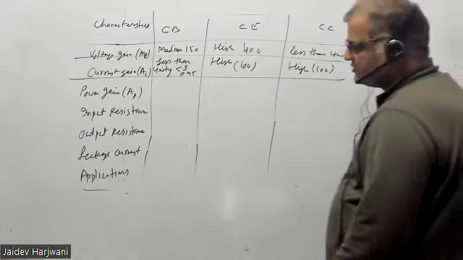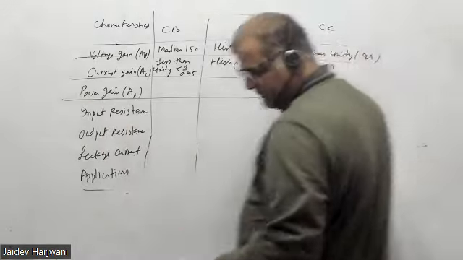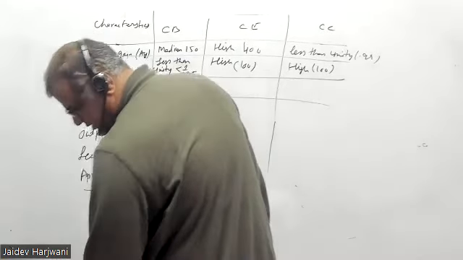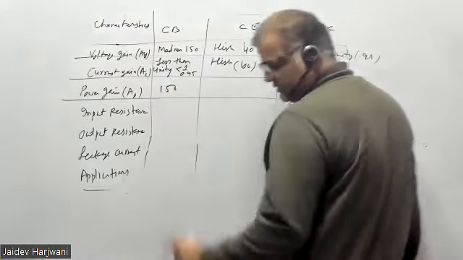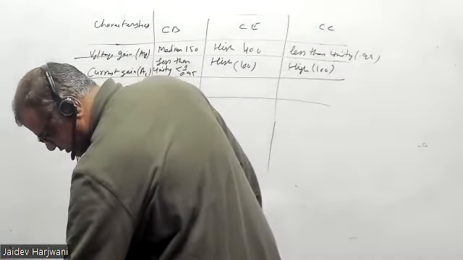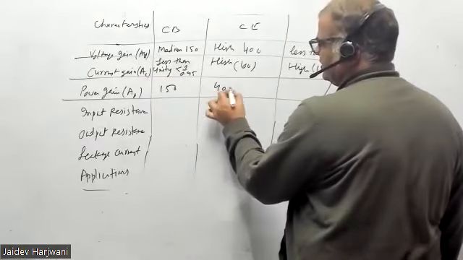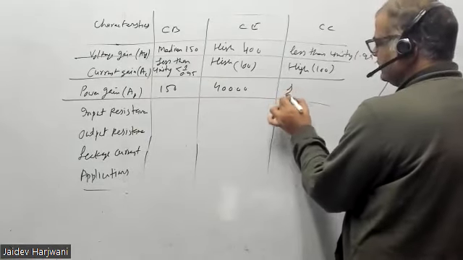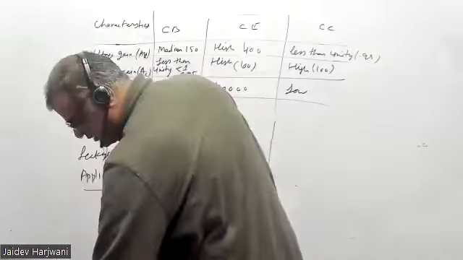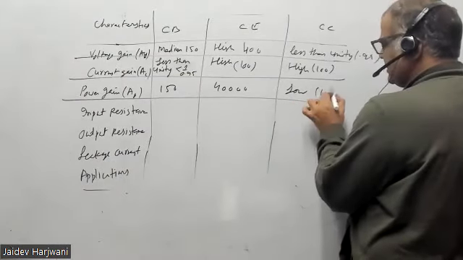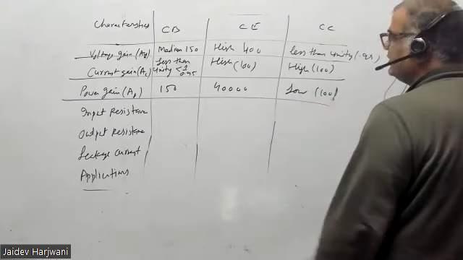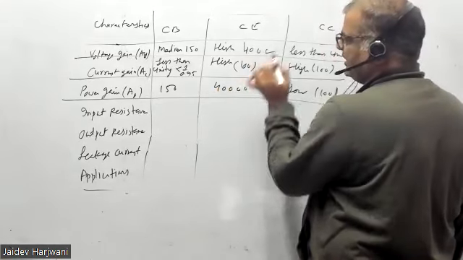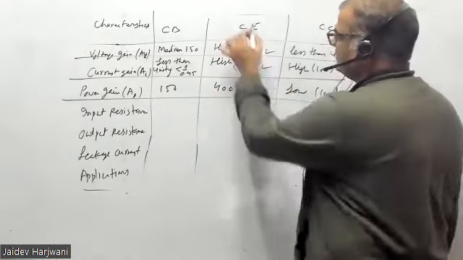This is just for reference. And power gain values you can take 150, 40,000, 100. Power gain here is 150. Here 40,000, high, and here low. Power gain value is given 100. So that's why this is preferred. Here voltage gain is high, current gain is high, power gain is high. That's why it's important.